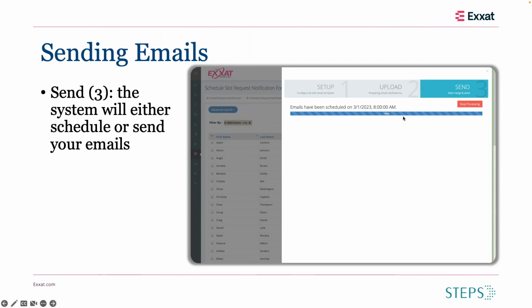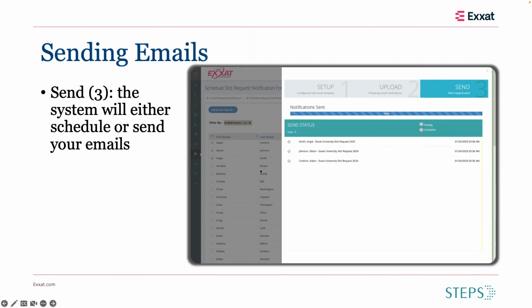If you are sending instantly, then it'll actually start sending out your emails, and as it sends them, it will show you. Actually, I have a screenshot of that here. It will show you who it's sending to and the timestamp. So that's what it will look like if you're sending instantly.